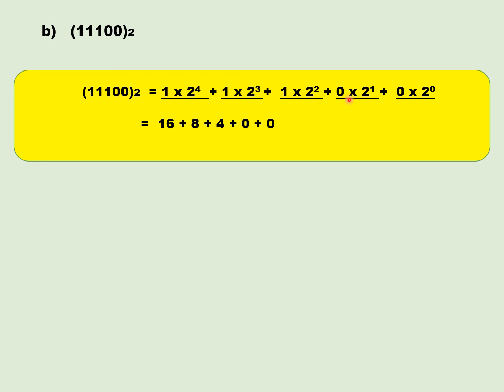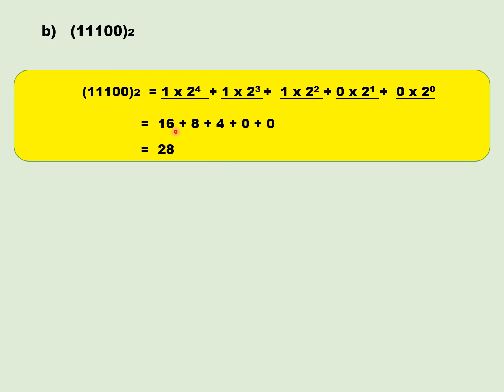Then for these two numbers you see 0 is there. Whatever may be the answer, if you multiply by 0, the answer will become 0. So when we add this we will get 16 plus 8, 24, plus 4 equal to 28. We got the same answer again, the 28 we had earlier. Now this binary we have converted into decimal and we are getting the answer 28.